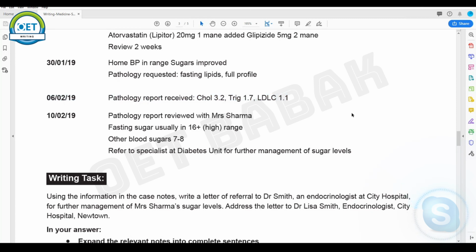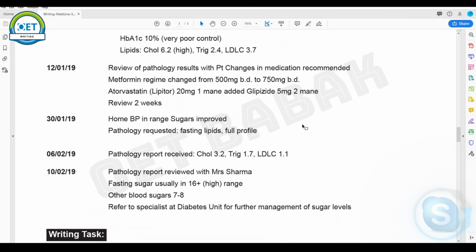What about the last one? Pathology reports reviewed with Mrs. Sharma. It's a phone call, or no, I think it's a visit. It could be a telephone consultation. I don't know, but this is what we say: I've spoken to Mrs. Sharma today, or Mrs. Sharma has spoken to me today. It is not obvious, therefore we can assume that she has come to the surgery, but it doesn't matter.